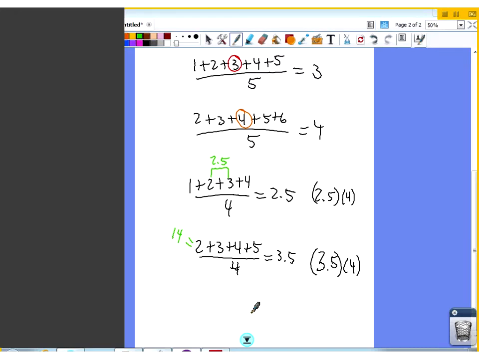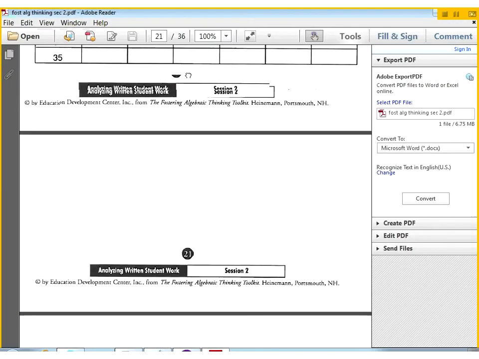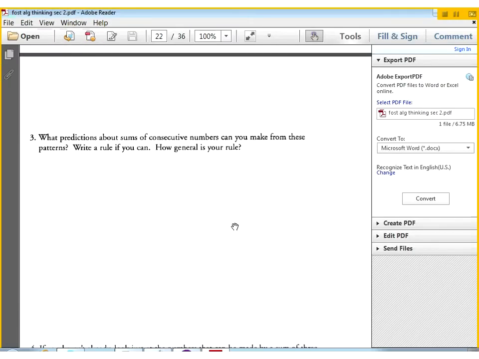All right, so if we move on to the next question, number 3. What predictions about sums of consecutive numbers can you make from these patterns? Write a rule if you can. And how general is your rule?